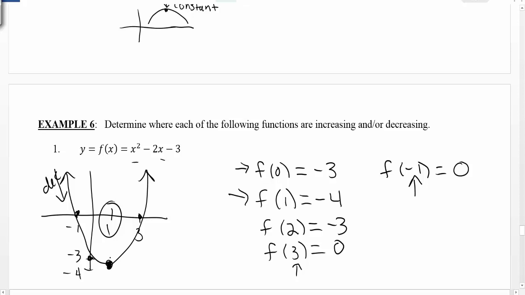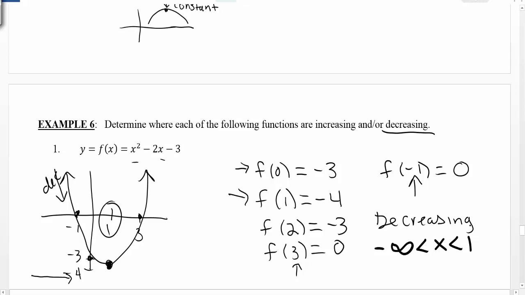Don't let the arrow on the end confuse you. That just means that the graph continues up. We read the graph from left to right. So we're moving from left to right, and we're looking at what our function's doing. The y values are coming down. So that means that we are decreasing. So we are decreasing from -infinity all the way until x equals 1.